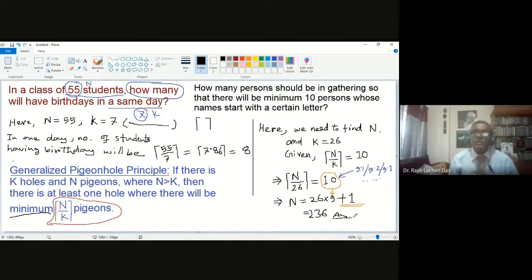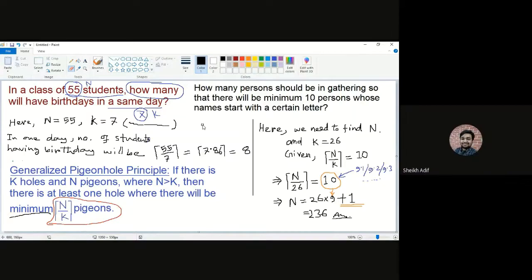So we need at least 236 people in the room so that we can say that a minimum of 10 will be in that room, so that everyone has a name with a certain letter. This is for sure. That's it. This is the theory, and it is the pigeonhole principle. So I think we can finish our class.